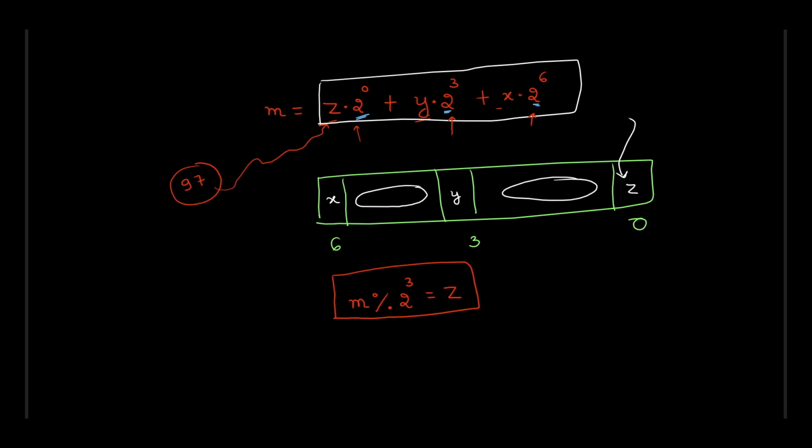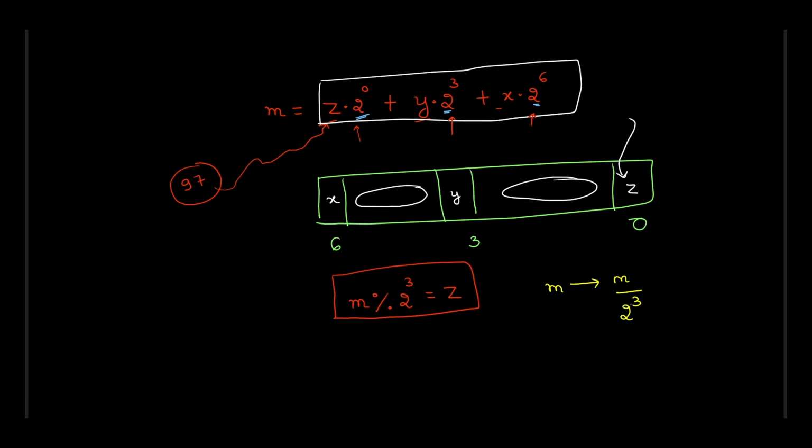Then how do you extract y from this equation? So to do that, let's say you do this transformation. You take this m, and first of all, you have to do m modulo 2 to the power 3, that will give you z. And then you do this conversion where m transitions to m by 2 to the power 3.